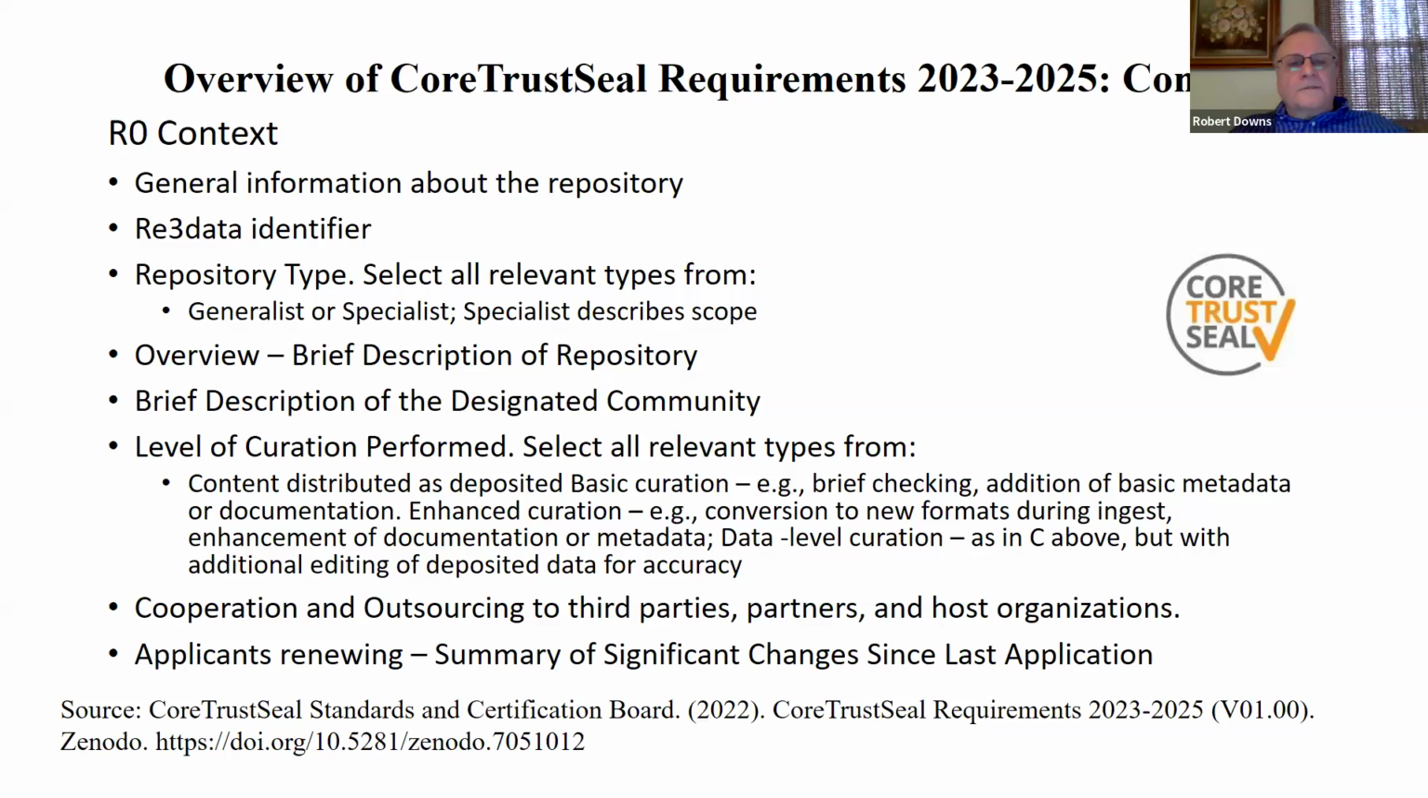So our zero, that contains information to provide context. This way the reviewers and others who read the application will get a general idea about the repository, how it operates, what its community is, the disciplines that it serves, its resources, its partners, those kinds of things. And if you're going for a renewal, which none of you are at this point, but after getting certified and you're going through a renewal, then you will also summarize any significant changes since the last application.